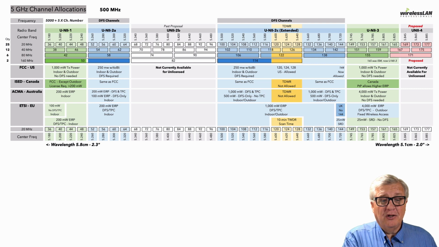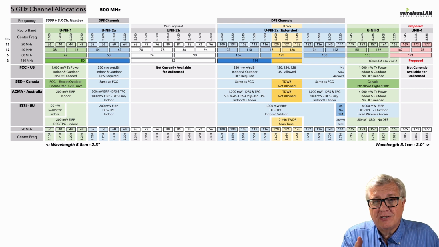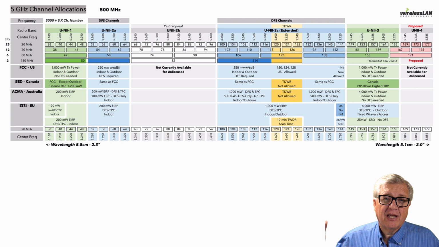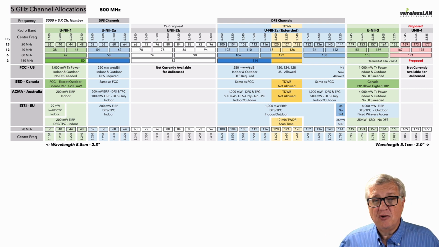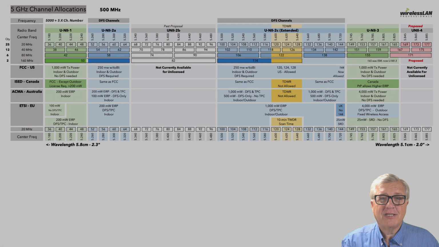5 gigahertz, look at all that space. It's kind of sad to realize we lost the UNII-2B, and as of right now, it's not even on the docket anywhere to get it back. But we have UNII-1, UNII-2, UNII-2C, UNII-3 available, lots and lots of channels to choose from. Use 5 gig. It's the frequency for the rest of us.